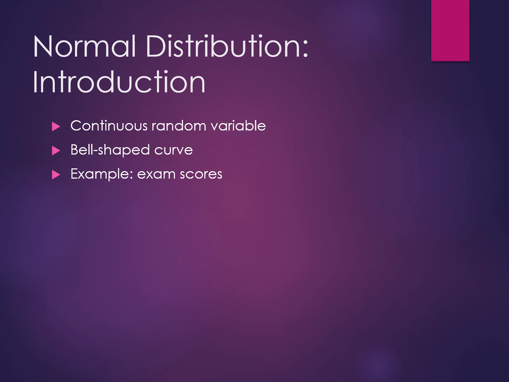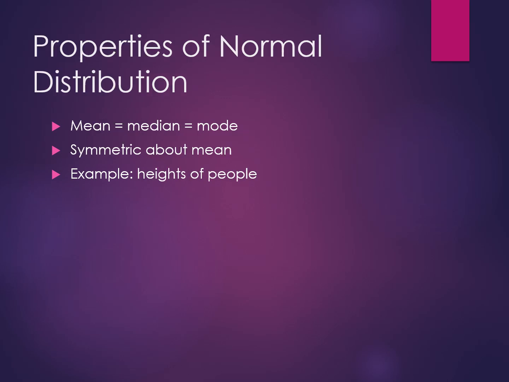The normal distribution is a type of continuous probability distribution. It is very common in everyday life and in business. The graph of a normal distribution looks like a bell. It's symmetric, which means the left side is the same as the right side. An example is the exam results in a class. Most students get average scores and a few students get very high or very low scores.